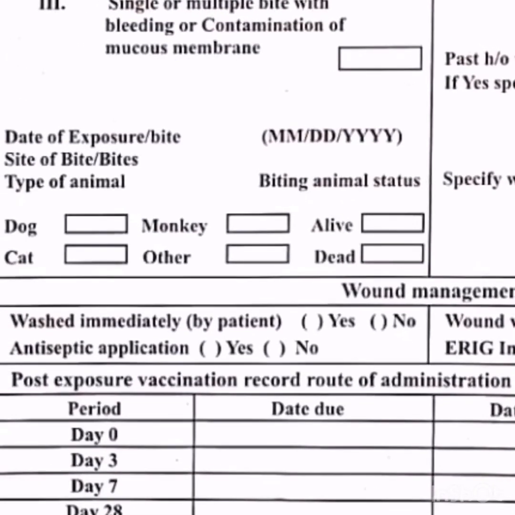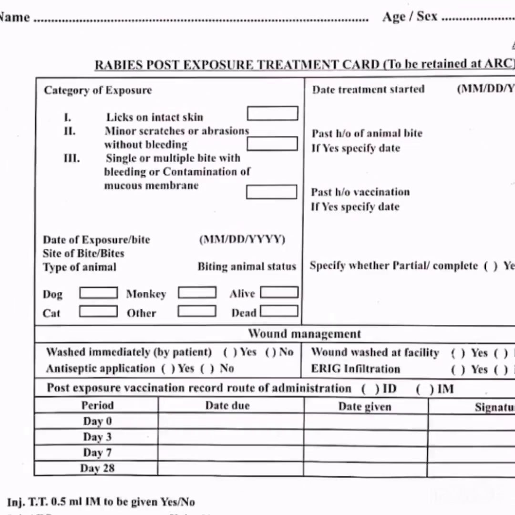Next you can see down below, wound management. Was the wound washed immediately by the patient, yes or no? Antiseptic application, yes or no? I'll zoom out for you all if you can see this now. Number 3 is wound washed at facility, and number 4 is ERIG infiltration.